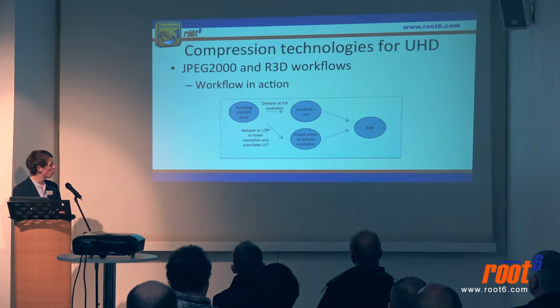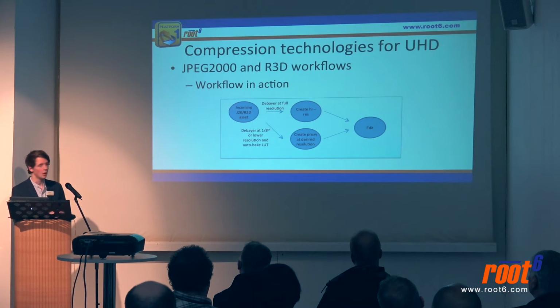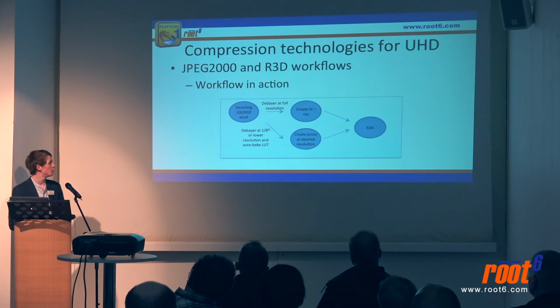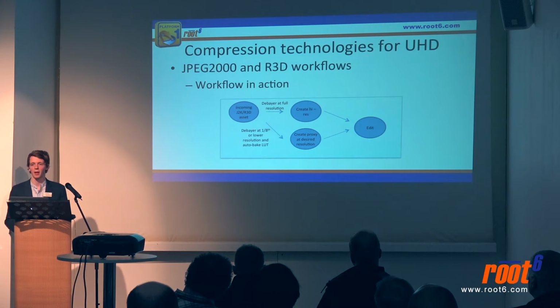So what you can do is take an incoming JPEG 2000 or RED asset, and we've got a number of people like ITV Manchester and HBO using Content Agent in this way. You want your full res, you can debayer that at full resolution. And if you want your proxy, you can take and bake in a LUT, perhaps, while you're doing it. And I mean, the difference is stark here.